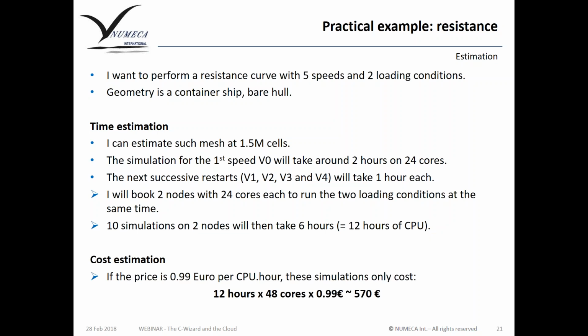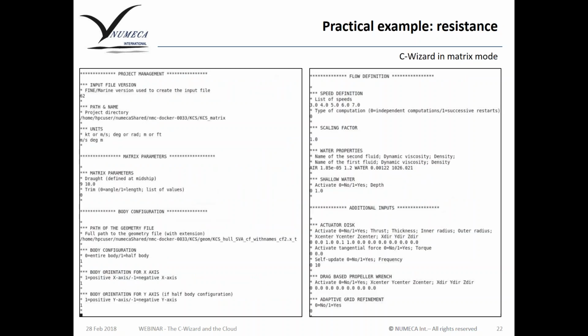So now I go for the cost estimation. If the price is 0.99 euro per CPU hour, this simulation will cost me 570 euros. So it's very clear, and this is something you can easily understand and easily propose to your customer. Knowing this, I can prepare my matrix mode, because here I'm going to make 2 drafts and 5 speeds.